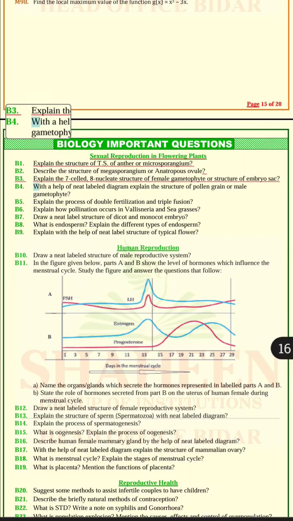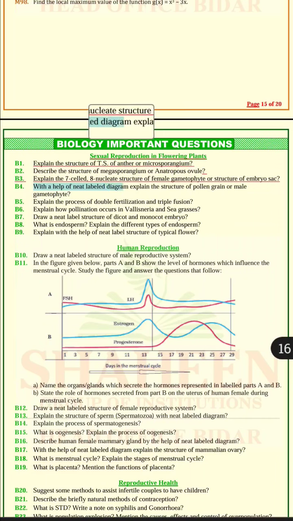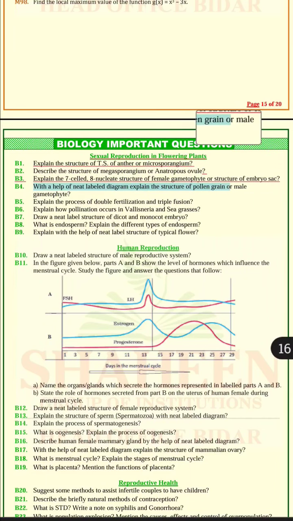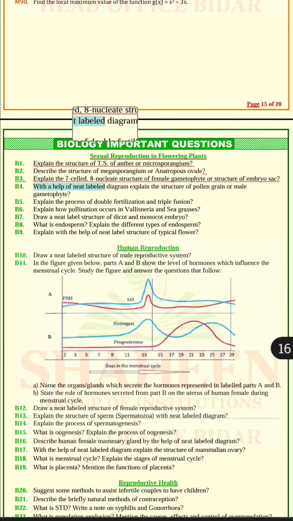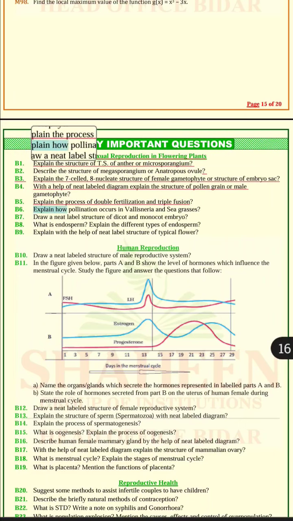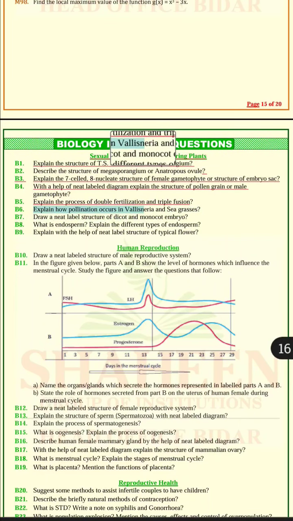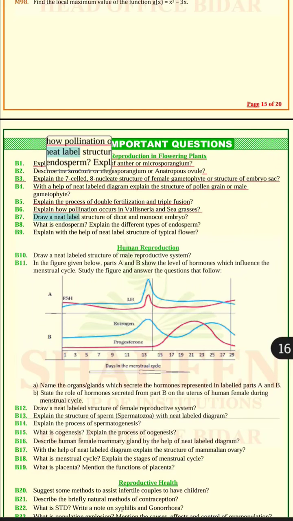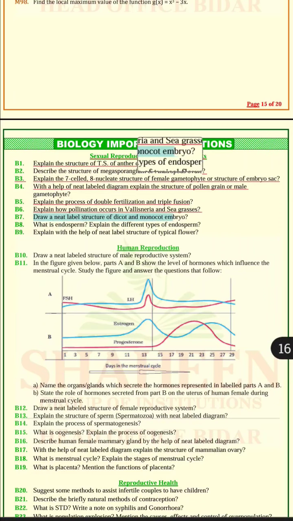And question number 4, with the help of a neat label diagram, explain the structure of pollen grain or male gametophyte. And question number 5, explain the process of double fertilization and triple fusion. And question number 6, explain how pollination occurs in Vallisneria and sea grasses. And question number 7, draw a neat label structure of dicot and monocot embryo.